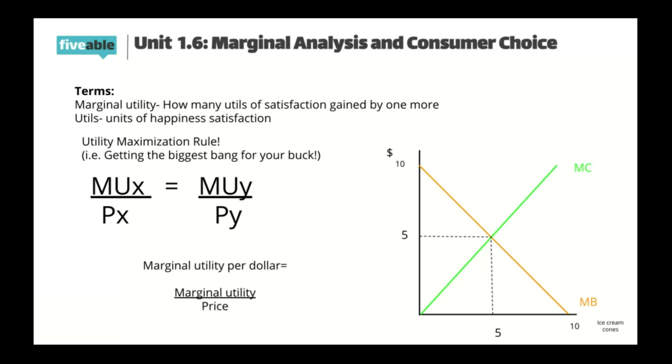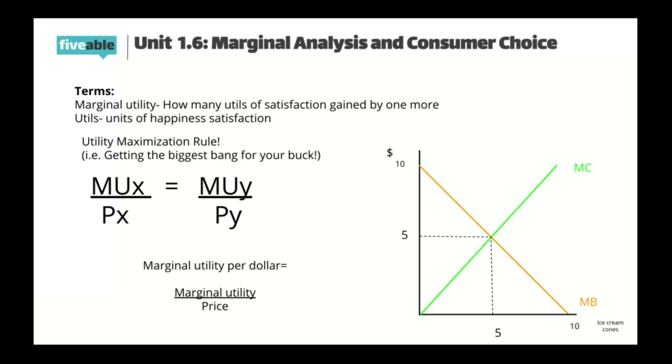And this is where we get into the utility maximization rule. This is another way of saying getting the biggest bang for your buck. Everybody does this. It just now has a term you can use. If we look at the marginal utility of good X over the price of good X, it is going to equal the marginal utility of good Y over the price of good Y. But how do we do this? Well, we've got to figure out the marginal utility per dollar. The way to find that is I just take the marginal utility, trust me, they will give you one of these, and the price.